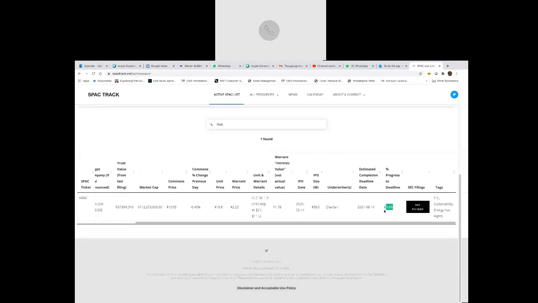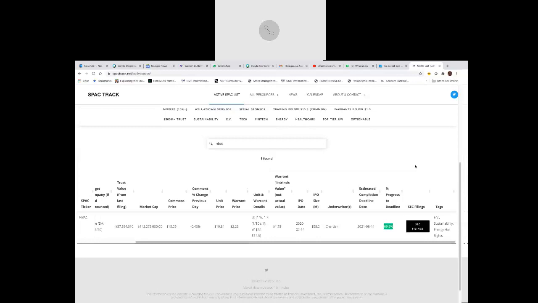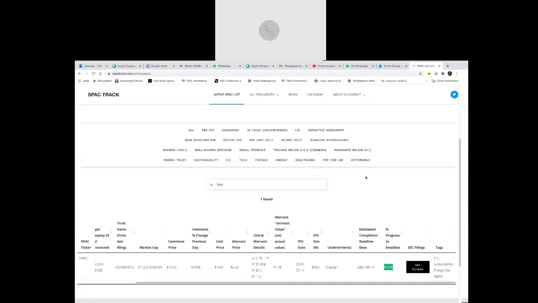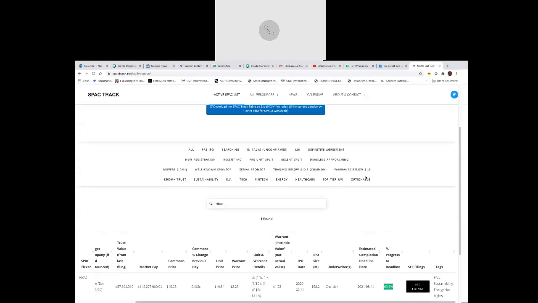Oh. So if you go to some new tickers, you'll be able to see a lot of information. If you scroll all the way up, there are tons of filters this website has added, which I like if you want to review. You can apply filters, they have these standard filters, like warrants below 10.5. And someone was asking me how to know a sponsor. You can click on well-known sponsor. Serial sponsor means people who have done a lot of SPAC deals.